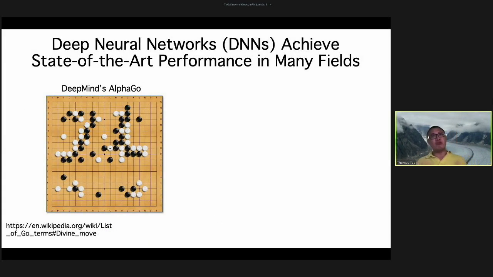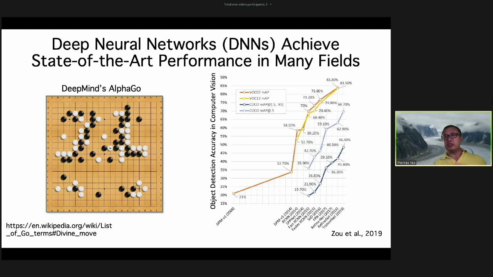Without a doubt, deep learning has revolutionized machine learning. Deep neural networks have achieved state-of-the-art performance in many fields. For example, DeepMind's AlphaGo is able to beat the world's best human players in the game of Go. And in computer vision, object detection accuracies have skyrocketed in the past decade. The orange and yellow lines show the Pascal Visual Object Class challenge. The goal of these challenges is to test the ability of computer vision algorithms to recognize objects in images. In these data sets, accuracy has dramatically increased from 34% in 2014 to 84% in 2018.